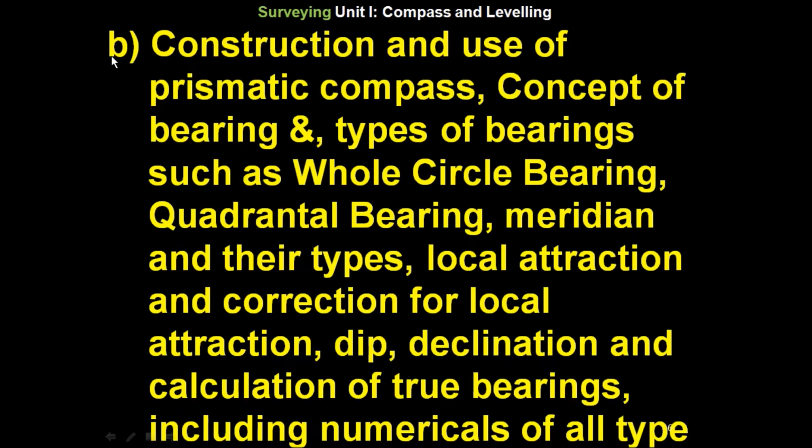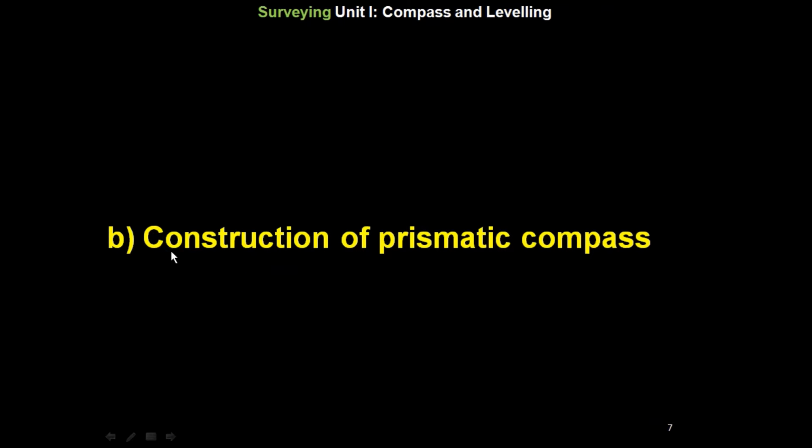Now we will see part B: construction and use of prismatic compass, concept of bearing and types of bearings such as whole circle bearing, quadrantal bearing, meridians and their types, local attraction and correction for local attraction, dip, declination, and calculations of true bearings including numericals of all types. Now first we will see the construction of prismatic compass.